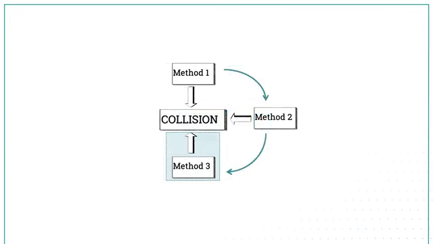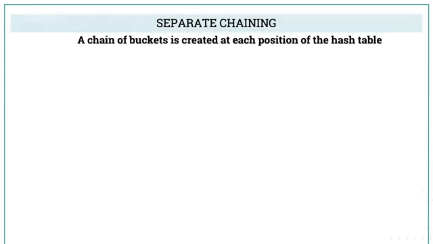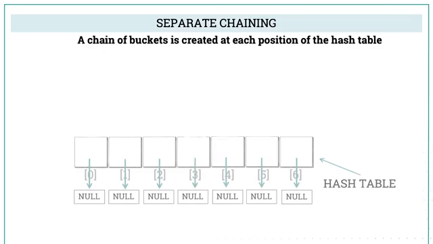And now we move to the third collision resolution method. This method is called separate chaining, and what it does is create a chain of buckets at every position of the hash table. At the beginning, the chain of buckets at every position is empty. That is represented by arrows pointing to null.